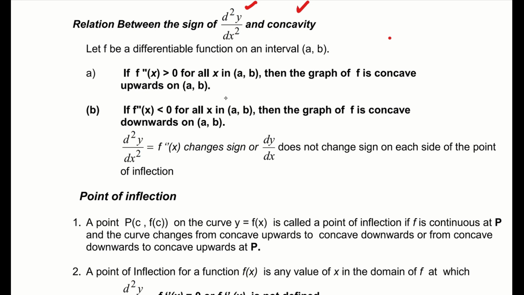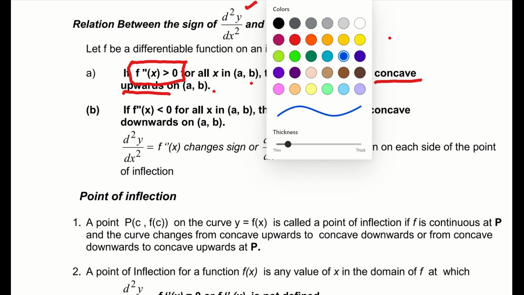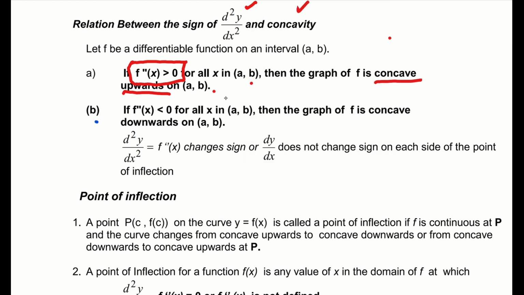A. If f double prime is positive, more than 0, for all x on the interval from a to b, then the graph of f is concave upward on the interval from a to b. B. If f double prime is less than 0 for any value of x on the interval from a to b, then the graph of f is concave downward for the interval from a to b.